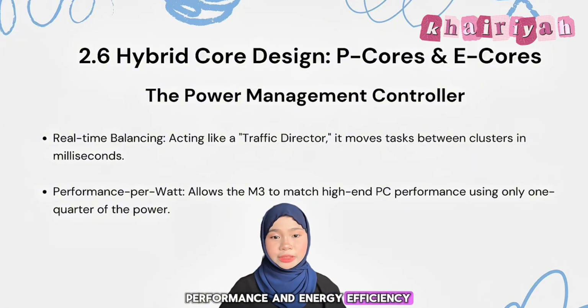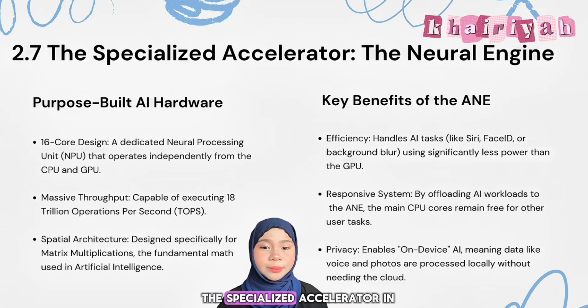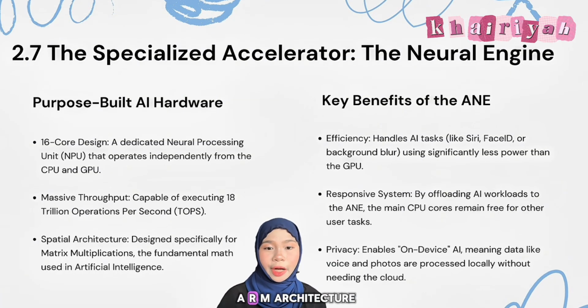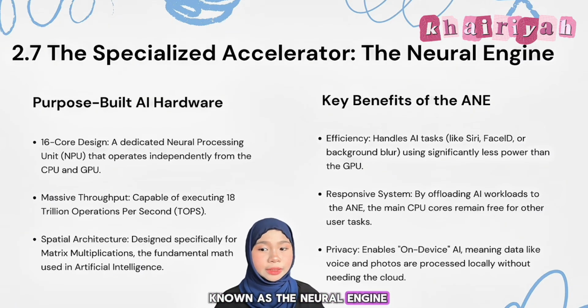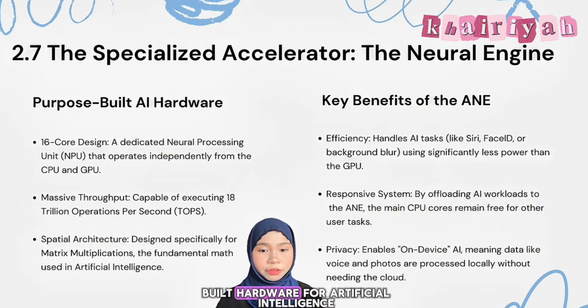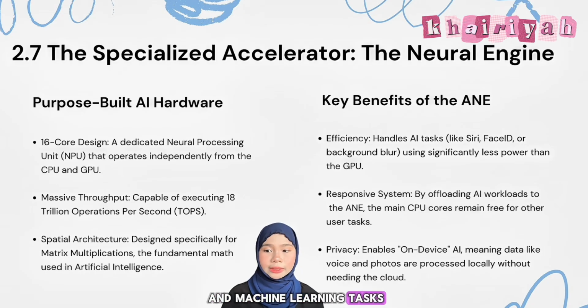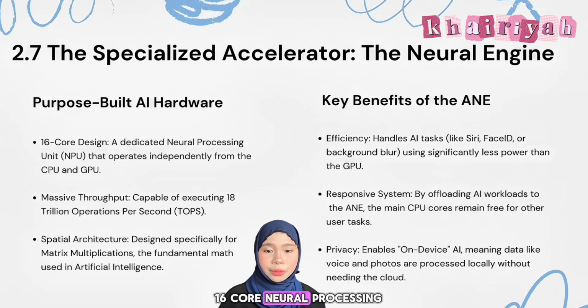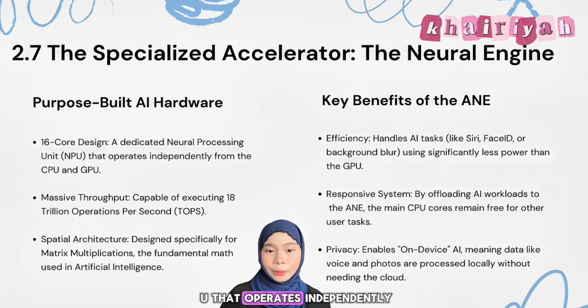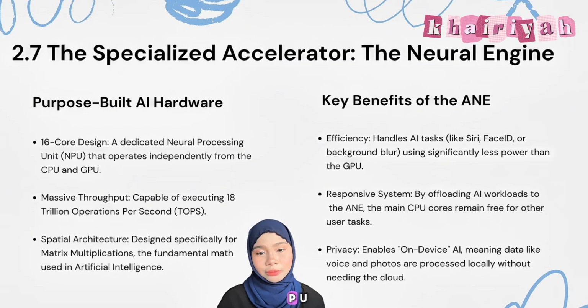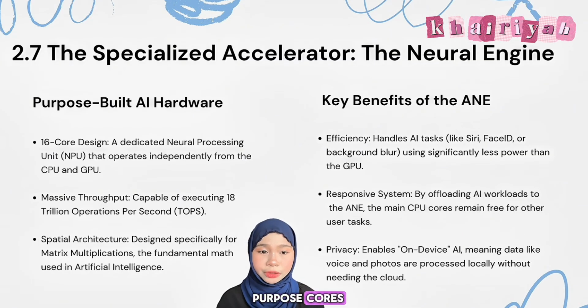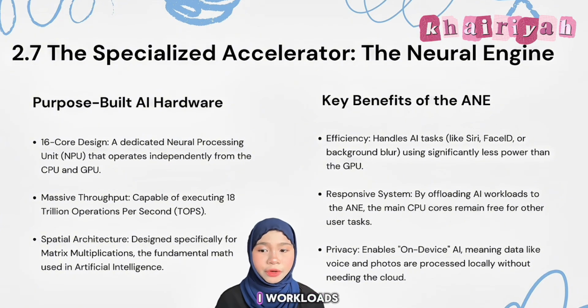performance and energy efficiency. Lastly, let's look into the specialized accelerator in the Apple M3 ARM architecture, known as the Neural Engine. This is Apple's purpose-built hardware for artificial intelligence and machine learning tasks. The M3 includes a 16-core neural processing unit, or NPU, that operates independently from both the CPU and the GPU. Instead of using general-purpose cores, the Neural Engine is optimized specifically for AI workloads.